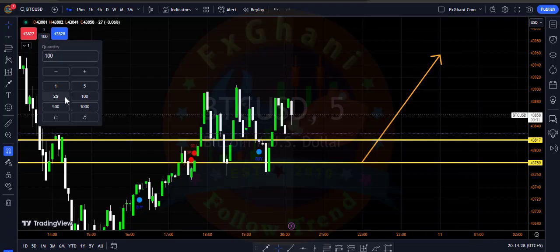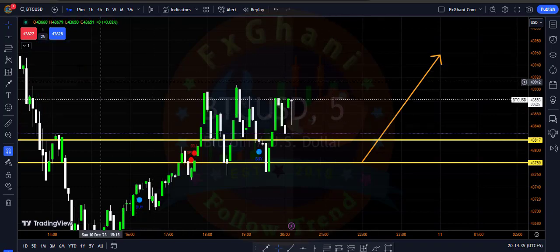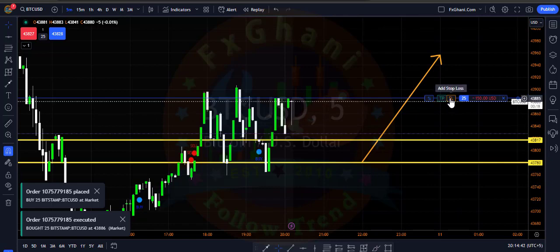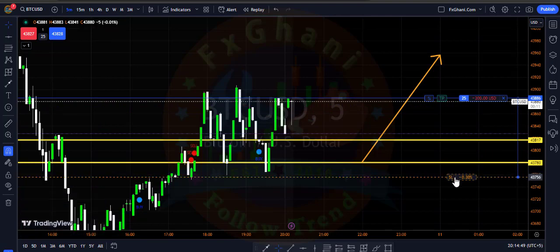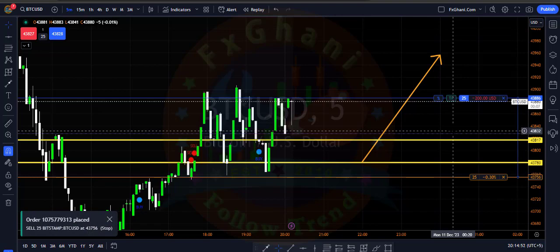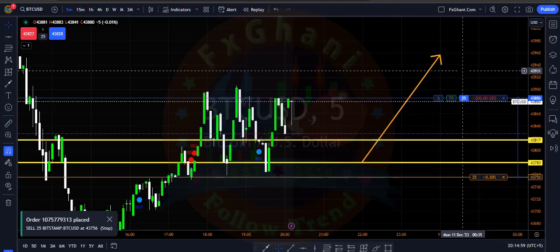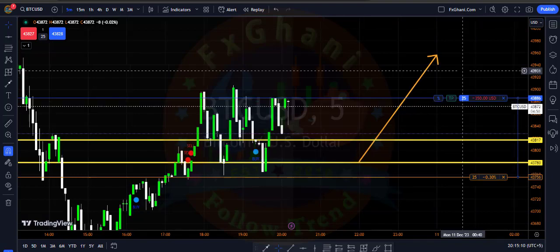So now, because this one is still an upward trend, just to reduce my risk, okay, now my SL is 0.30%, and now I reduce my lot size to just 25 lots, because this one is a messy range market and still we are in uptrend. That's why I enter a trade.